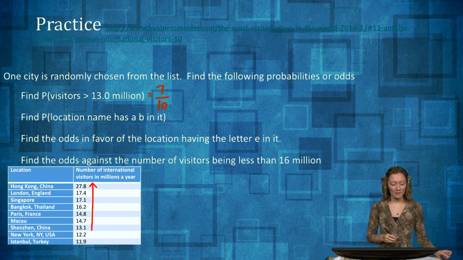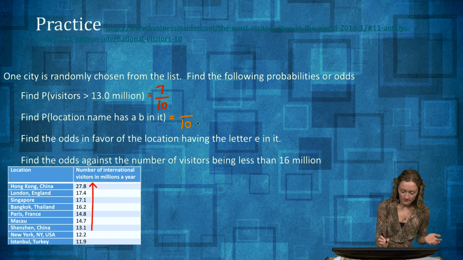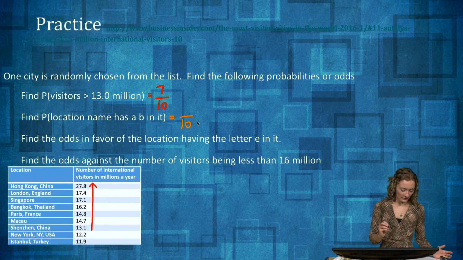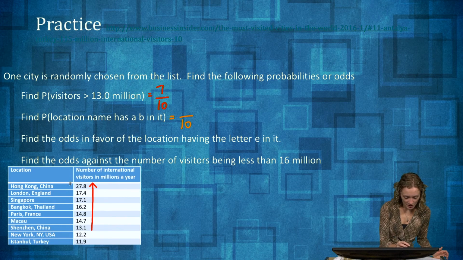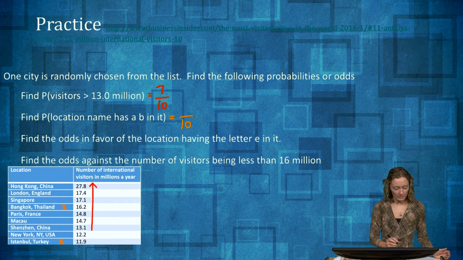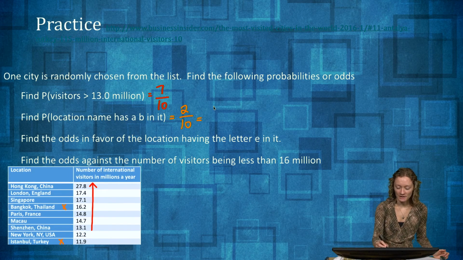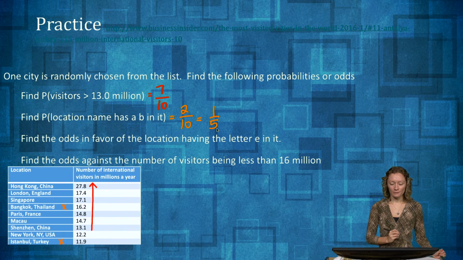Okay, second question, find the probability that the location name has a B in it. Remember, 1 is being chosen randomly from this list. So again, we have 10 choices. Of those 10, how many meet this criteria of having a B? Let's go ahead and mark. Hong Kong, China, no. London, England, no. Singapore, no. Bangkok, Thailand, yes. Paris, France, no. Macau, no. Shenzhen, China, no. New York, USA, no. Istanbul, Turkey, yes. Kuala Lumpur, Malaysia, no. So of the 10, how many meet the criteria? There are 2 of the 10. Simplify by hand or in the calculator. We get 1 over 5.